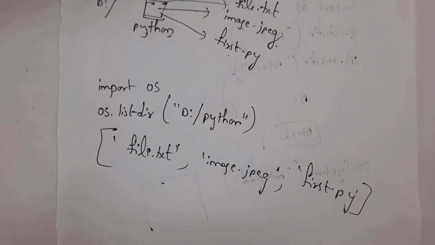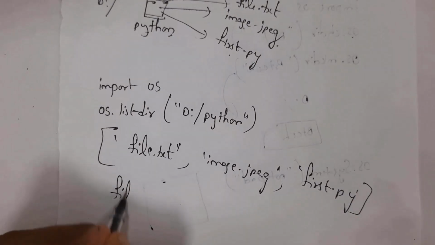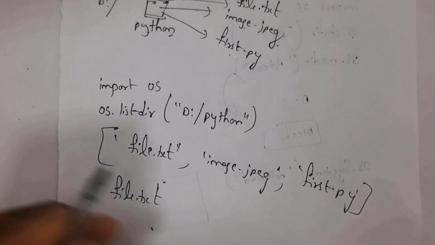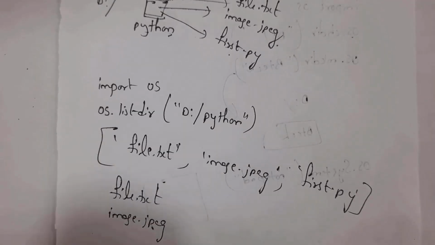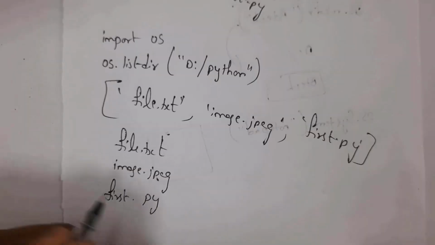But I don't want to get output in the form of a list. I want to get output like this: file.txt, and in the next line it should print image.jpeg, and again in the next line it should print first.py. So I want to get output like this.